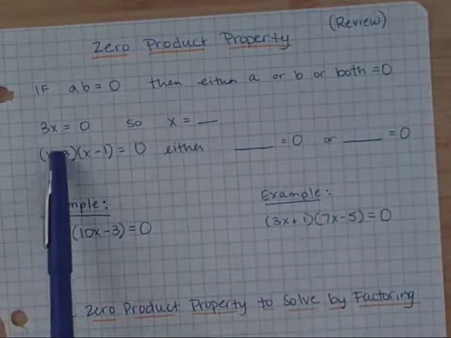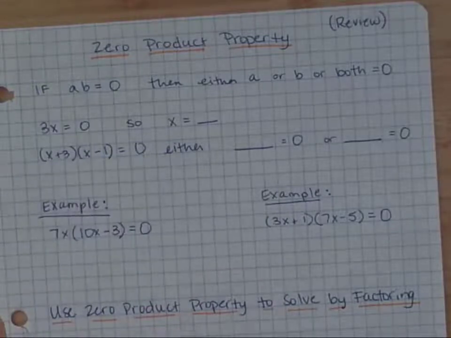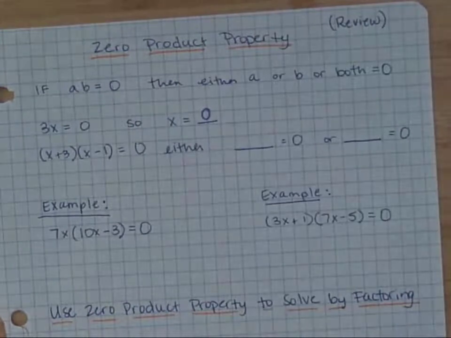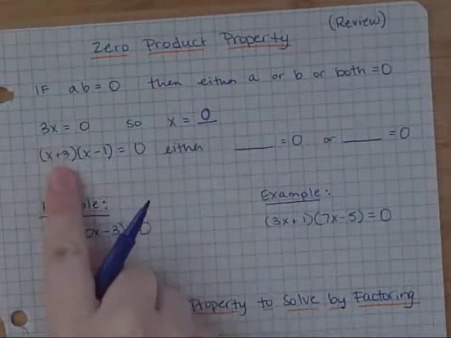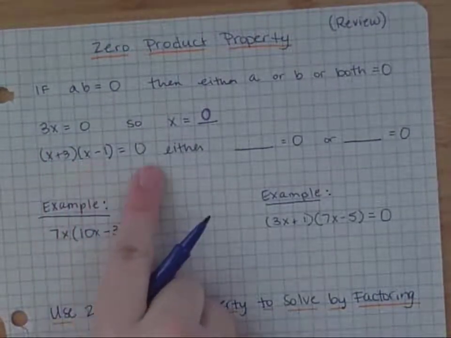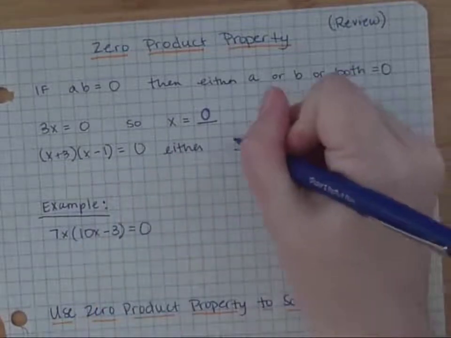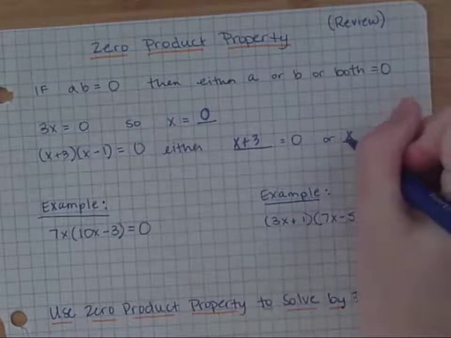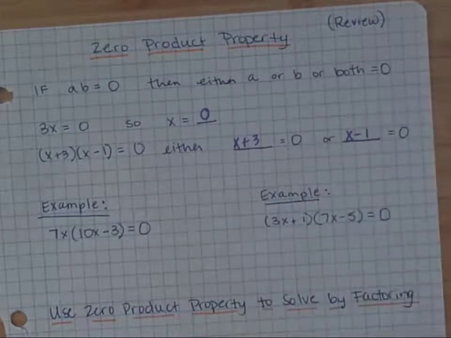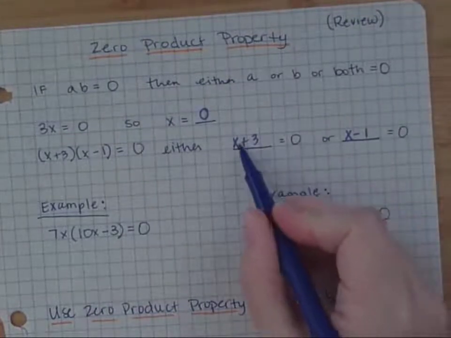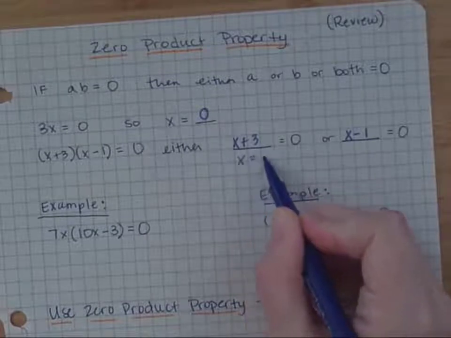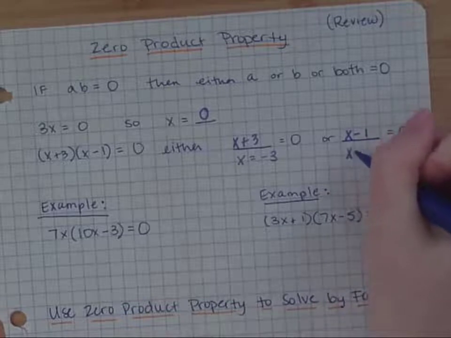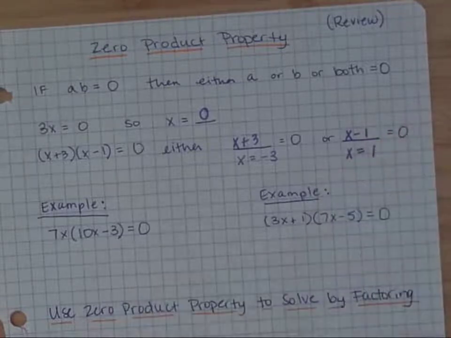So in our notes we had 3x equals 0. So 3 times what equals 0? 0. Or if this binomial times that binomial equals 0, either the first binomial equals 0 or the second binomial equals 0. If it's the first binomial, to solve for x, we get x equals -3. If it's the second binomial, we get x equals 1.